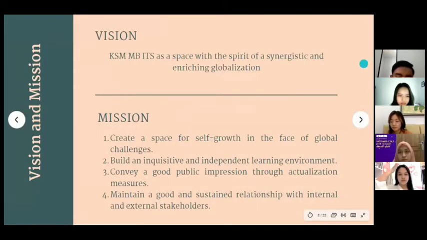Vision and mission. Vision: KSM MBITS as a space with the spirit of a synergistic and enriching globalization. Mission: create a space for self-growth in the face of global challenges, build an inclusive and independent learning environment, convey a good public impression through actualization measures, and maintain a good and sustained relationship with internal and external stakeholders.